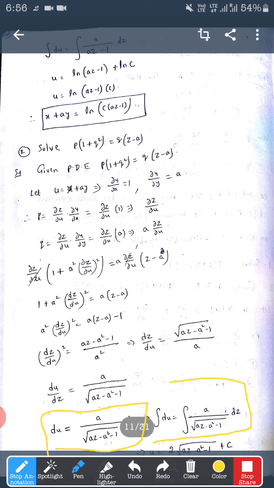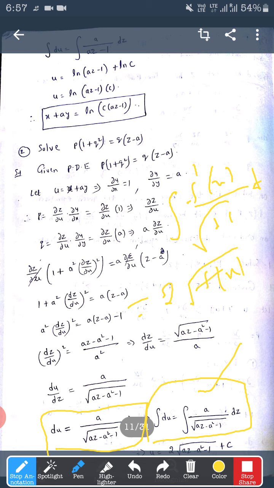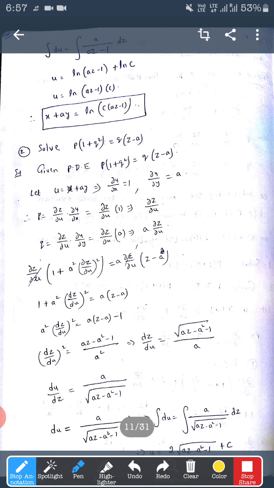This became integral du is equal to integral a by square root of (az minus a square minus 1). Here on the right hand side, I am applying the formula: integral f dash of x by root f of x dx is equal to 2 into square root of f of x. So that's why here integral du means u is equal to 2 into root of (az minus a square minus 1) plus c.